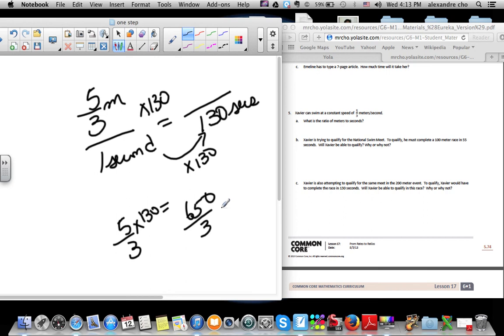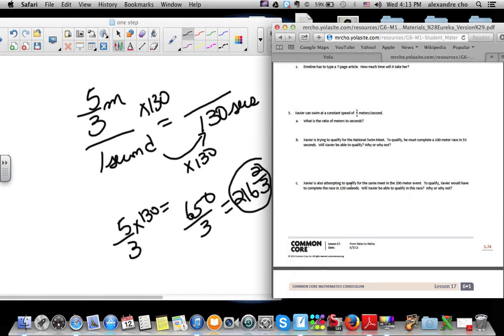216, and there's a little bit more, 216 and 2/3. Okay, so if we gave him 130 seconds, 2 minutes and 10 seconds, and said go ahead, swim, let's see how far he would actually swim: 216 and 2/3 meters, which is much more than necessary. So he would definitely qualify for the race.